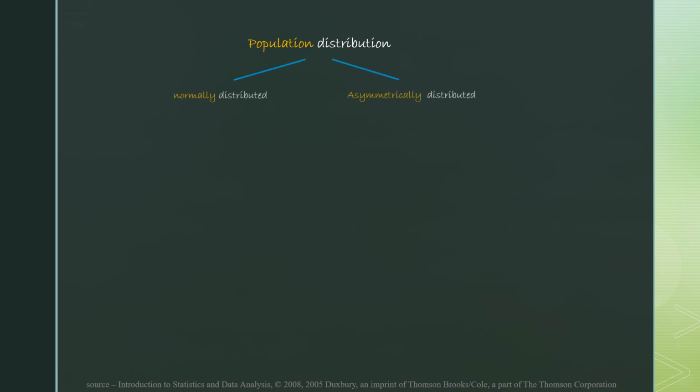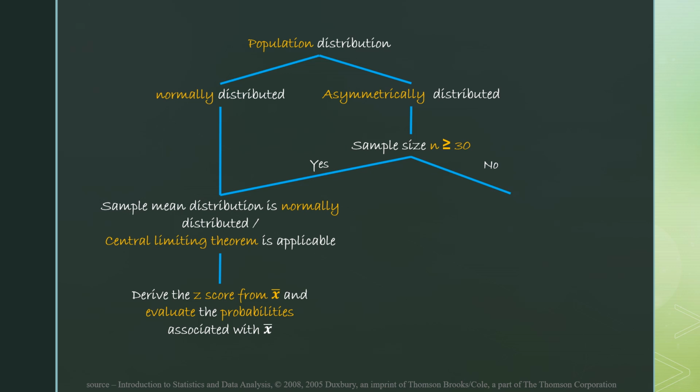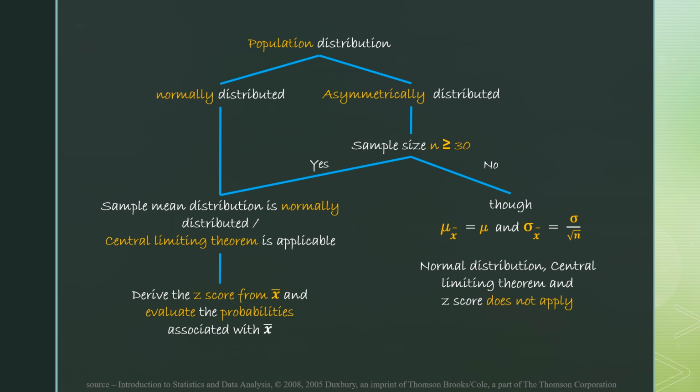For a population distribution that is normally distributed, or an asymmetrically distributed population where the sample size chosen is greater than 30, the sample mean distribution is normally distributed and the central limit theorem is applicable. Derive the z-score from x bar and evaluate the probabilities associated with x bar as discussed so far. Whereas, when the sample size is not greater than 30 and the population is asymmetrically distributed, though mu of x bar equals mu and sigma of x bar equals sigma divided by square root of n, the normal distribution, central limit theorem, and z-scores do not apply. Hence, different models or transformations should be applied in such cases, which are outside the scope of this session.